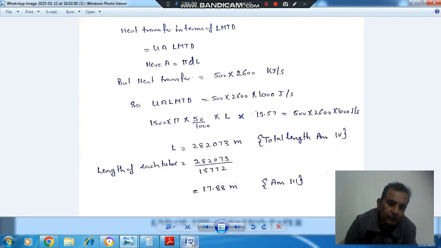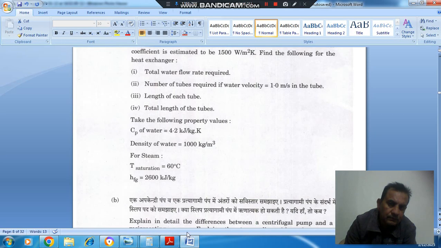And now length of each tube, as number of tubes is 15,772, so length of each tube is total length by number of tubes, that is 17.88 meters. That is the answer to question number 3. So this is the heat transfer question.